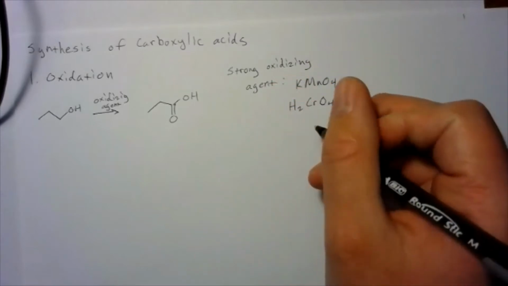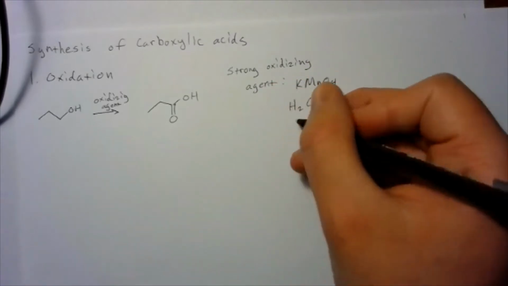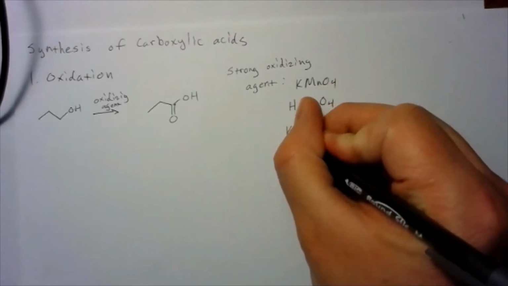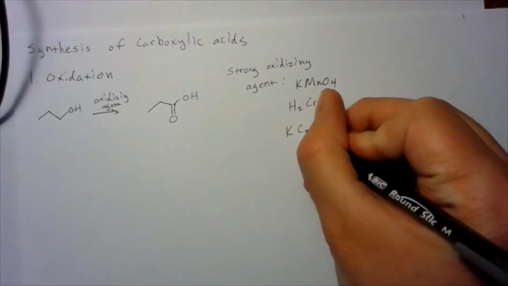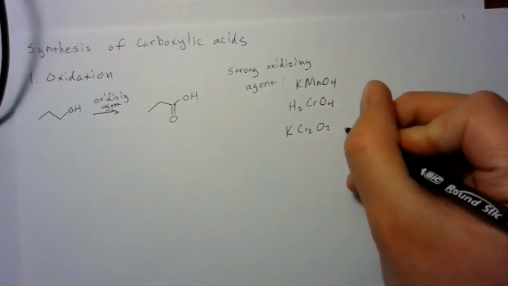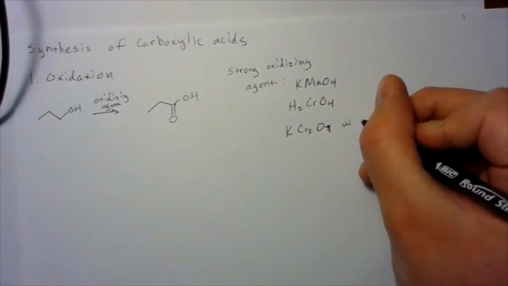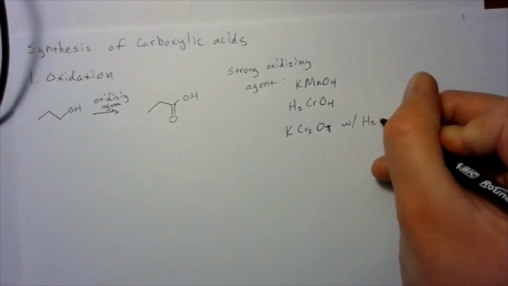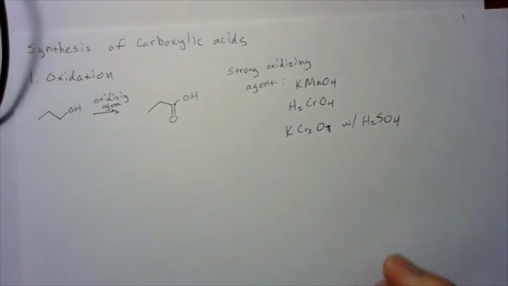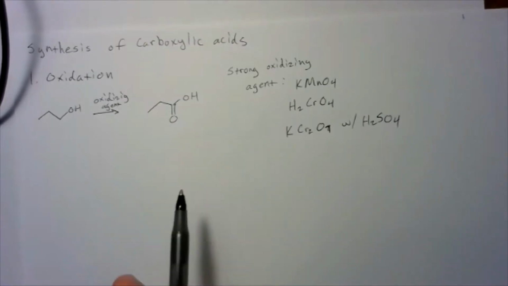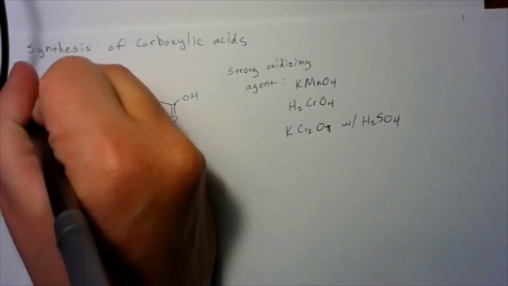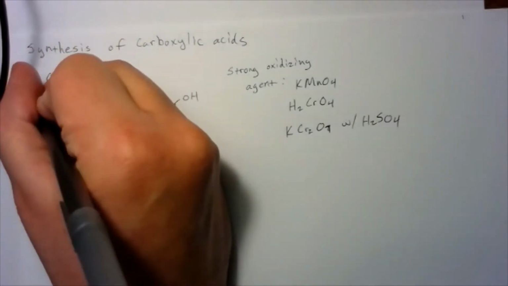Or, of course, we could just add our potassium dichromate with a strong acid. So this will allow us to go from any primary alcohol to a carboxylic acid.